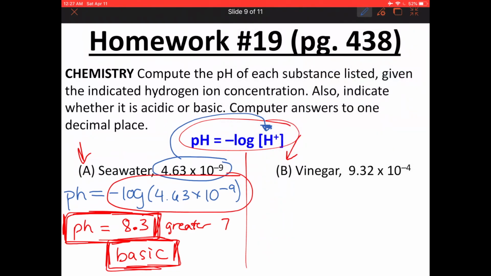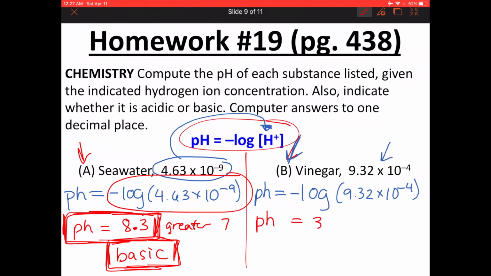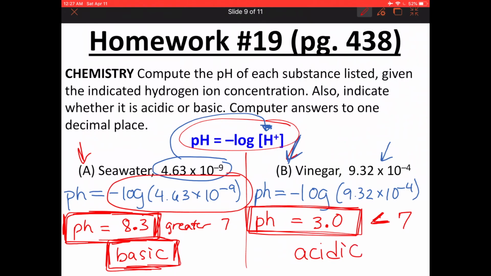Now let's go over here to vinegar, and let's set this up here in example B. So pH equals negative log. All I'm going to do is plug in my value, 9.32 times 10 to the negative 4. I can enter all of that right into the calculator, and I end up with pH equals 3.0. So there is my pH of this vinegar. Now, this pH is less than 7. And so if it is less than 7, it is considered acidic.